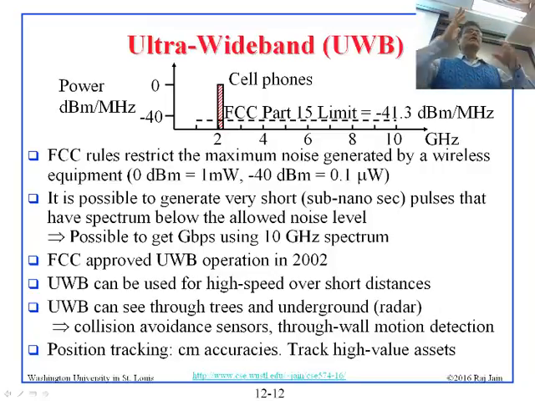Because if you are in the 1 gigahertz band, there is some power limit. If you are in the 3 gigahertz band, there is some power limit. If you are in the 60 gigahertz band, there is all kinds of limits which are very complicated. So zero is just the reference point.